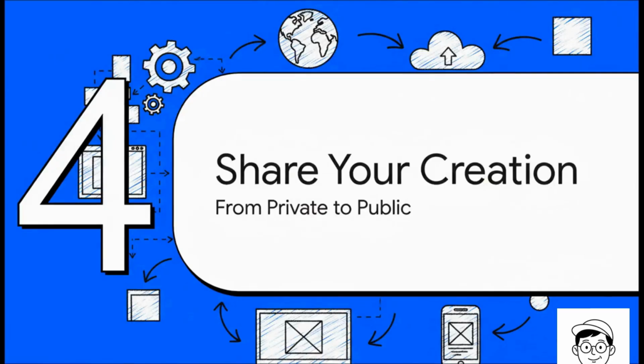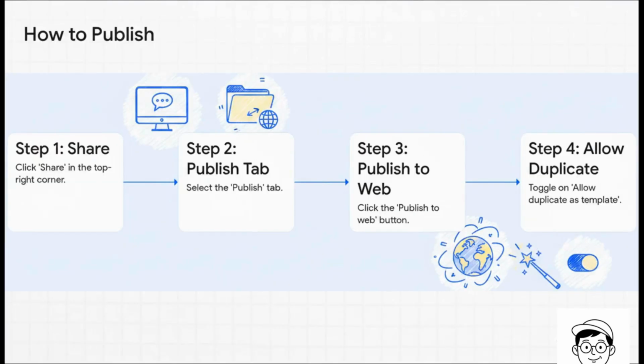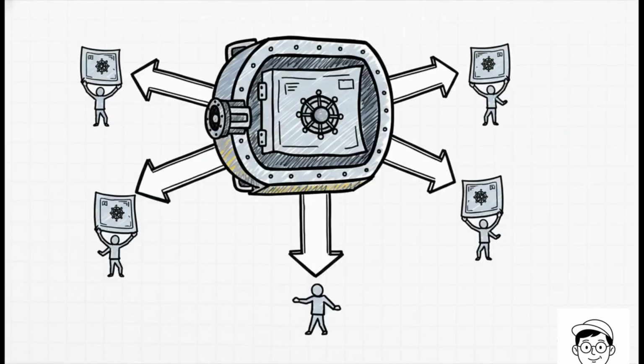Okay, you've built it, you've refined it, you've made it user-friendly, and now it's time for the most exciting part of all, sharing your creation with the world. And the best part is, Notion makes this incredibly simple. What seems like it would be a big, scary process is literally just 4 clicks. You go to Share, then Publish, click Publish to Web, and then flip that magic switch, Allow Duplicate as Template. That's it.